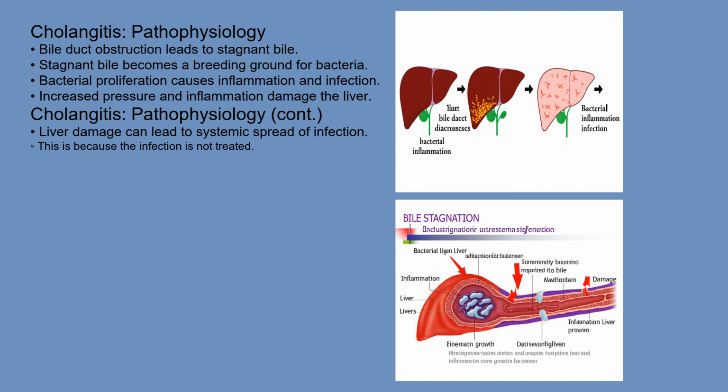To understand cholangitis, we need to understand the pathophysiology. When a bile duct is blocked, bile, which is normally sterile, can become stagnant. This stagnant bile provides a breeding ground for bacteria. These bacteria multiply and cause inflammation and infection within the bile ducts. The increased pressure from the blockage and the inflammation can then lead to damage to the liver and even systemic spread of the infection if left untreated.